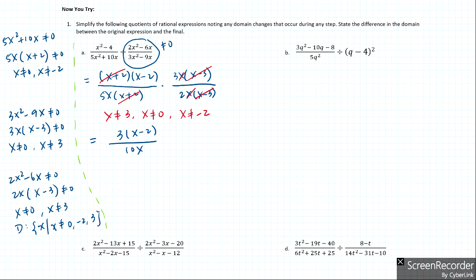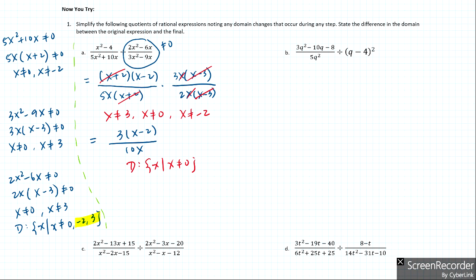And now if we look at the domain restriction, we still have a factor of 10x, so we want to make sure that doesn't equal to 0. So at the end, the domain would be x such that x doesn't equal to 0. So the change of the domain restriction happened for negative 2 and 3. They're not in the denominator anymore once we simplify.